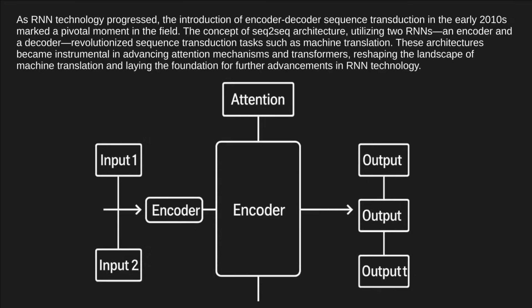As RNN technology progressed, the introduction of encoder-decoder sequence transduction in the early 2010s marked a pivotal moment in the field. The concept of the seq2seq architecture, utilizing two RNNs, an encoder and a decoder, revolutionized sequence transduction tasks such as machine translation. These architectures became instrumental in advancing attention mechanisms and transformers, reshaping the landscape of machine translation and laying the foundation for further advancements in RNN technology.